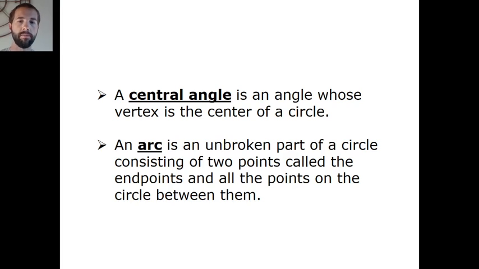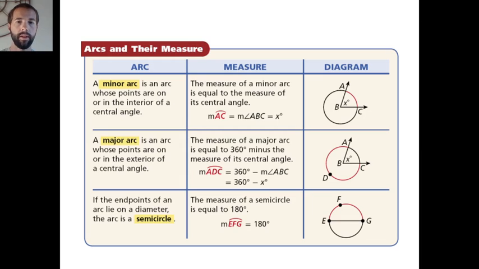An arc is an unbroken part of a circle consisting of 2 points called the endpoints and all the points on the circle between them. So here's a couple of special types of arcs. A minor arc is an arc whose points are on or in the interior of a central angle. So if you look over here, the measure of the minor arc is equal to the measure of the central angle. So here the central angle is angle ABC. The minor arc would be arc AC.